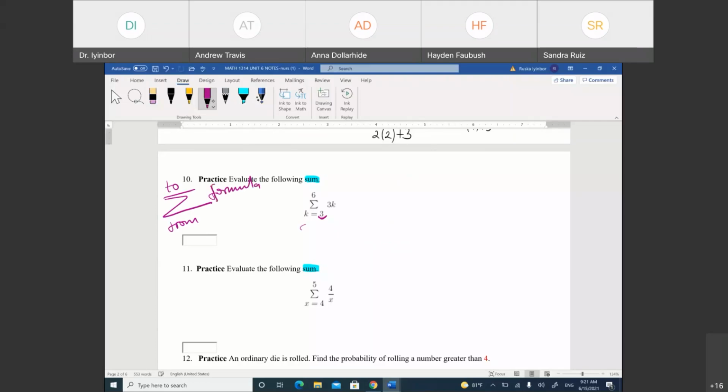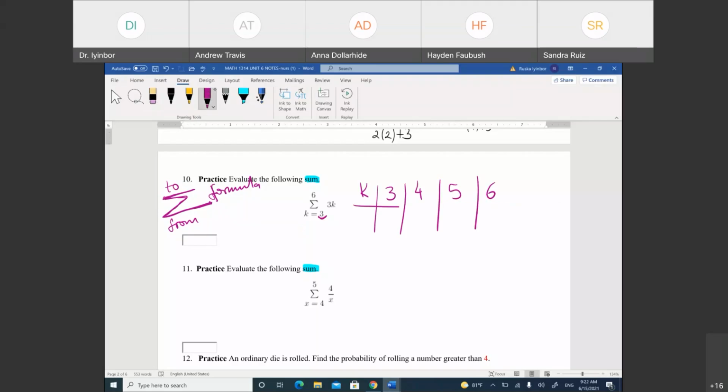So this is how you read this symbol sigma. Sigma means find the sum from the bottom number to the top number, and this is the formula. In this case, k start, you can still do that little table. K is changing from 3 all the way to 6. So 3, 4, 5, and 6, right? This is where you're going to calculate k from 3 to 6.